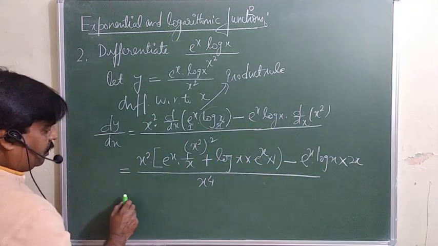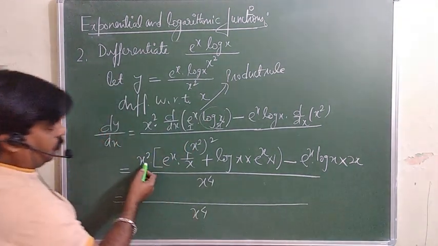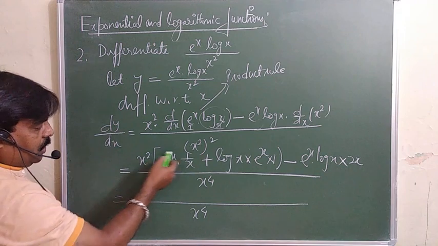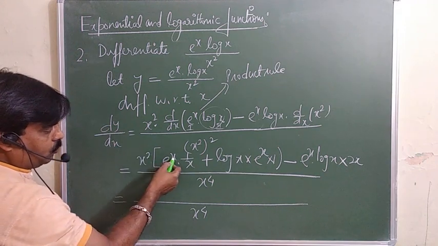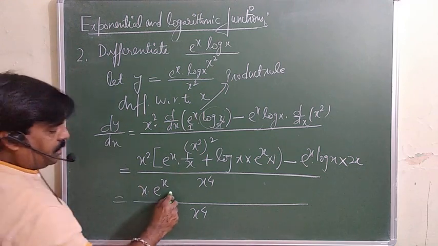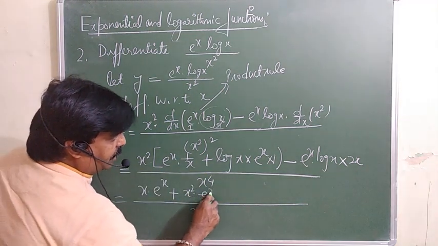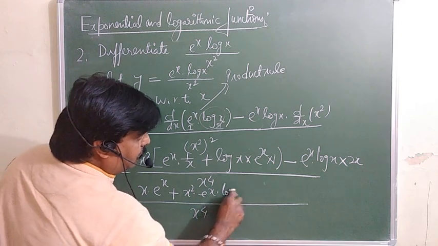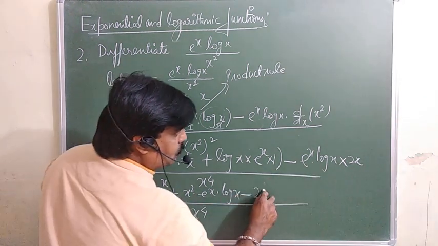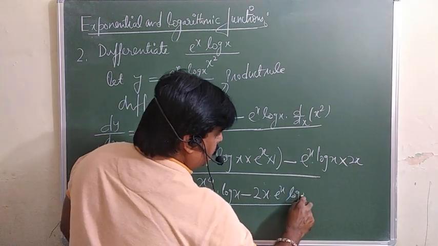So finally here you will get x raised to power 4 in the denominator. You can multiply by the x square here. So you will multiply x square into this one, and an x cancels. So you will get e raised to power x into e raised to power x, plus x square into e raised to power x into log x, minus, this can be written as 2x into e raised to power x into log x.